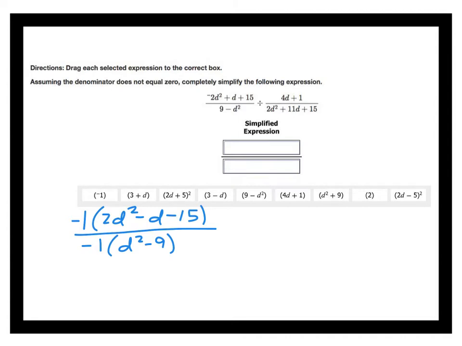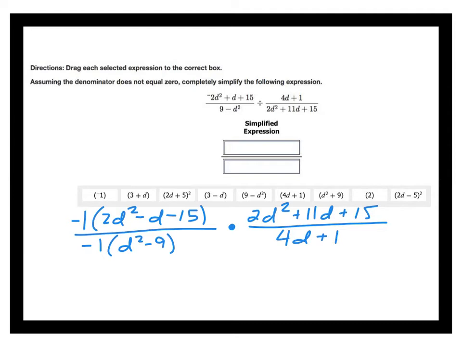Now I want to stop and think about what we talked about a minute ago. We're dealing with fractions, and we're dealing with dividing fractions. So in this step, I'm going to switch this to multiplication, and I'm going to flip this one over. I'm going to put the 2d squared plus 11d plus 15 on the top, and I'm going to put 4d plus 1 on the bottom. So I've already dealt with the fact that it's dividing fractions, which becomes multiplying here.